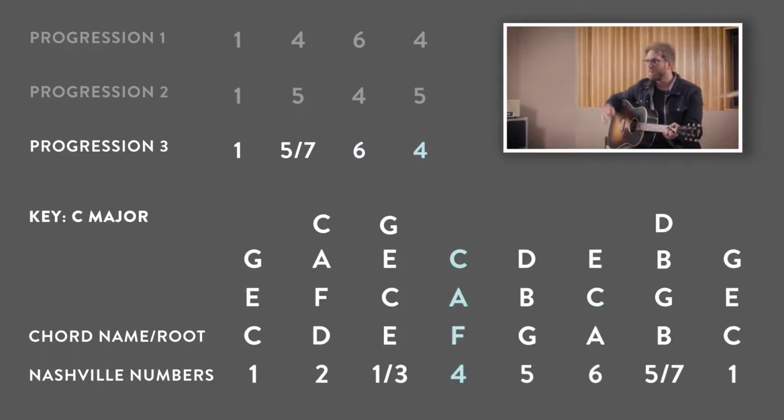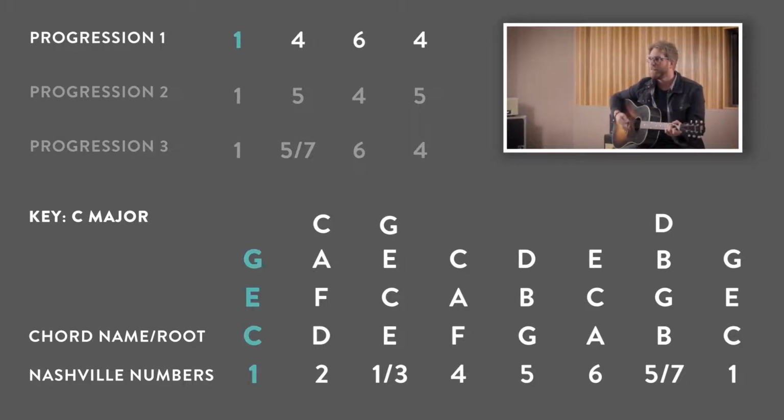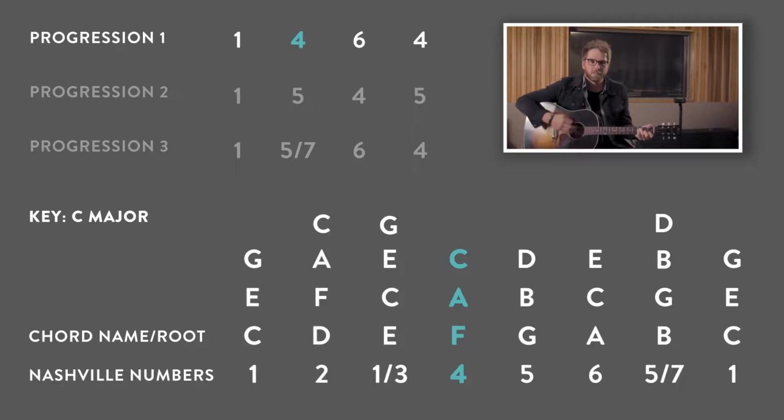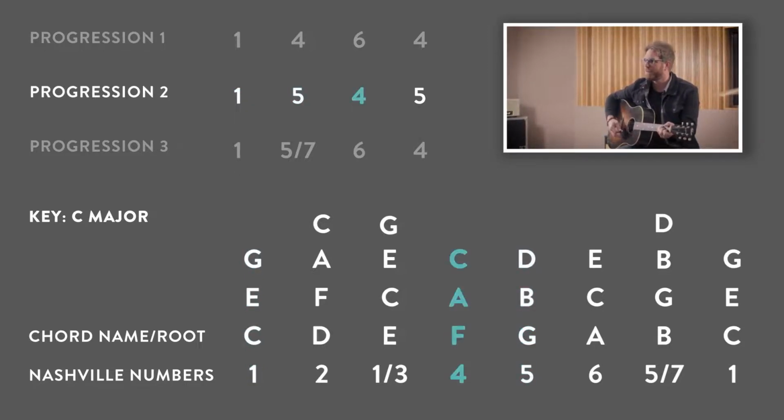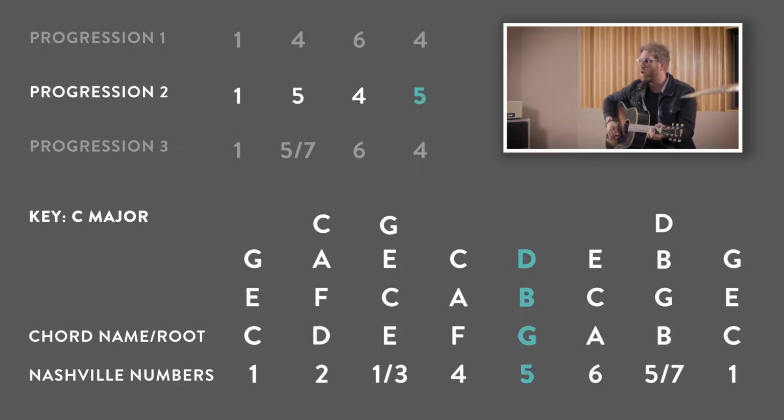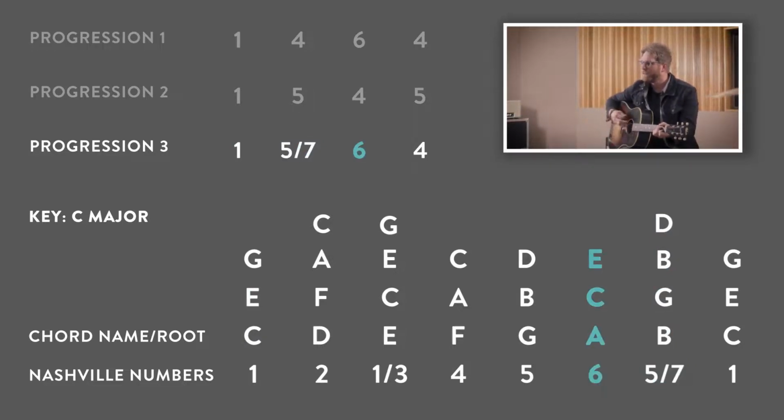And if you were to put some rhythm to this, we'll play through all three progressions in a row. It might sound something like this. 1, 4, 6, 4. The second is 1 to the 5 to the 4 back to the 5. And the third progression is 1, walk it down to the 5 over 7, to the 6 minor, to the 4. Let's finish on the 1.